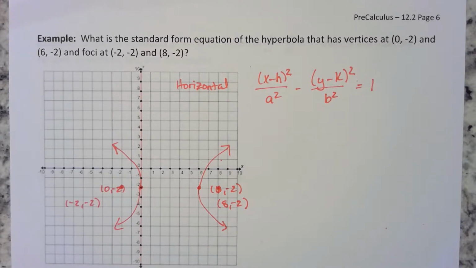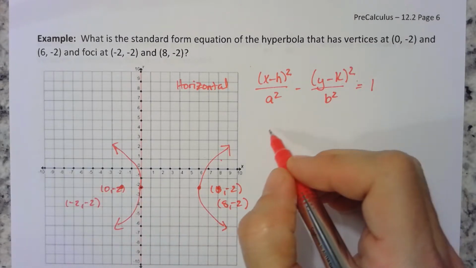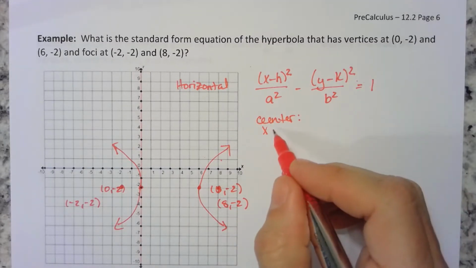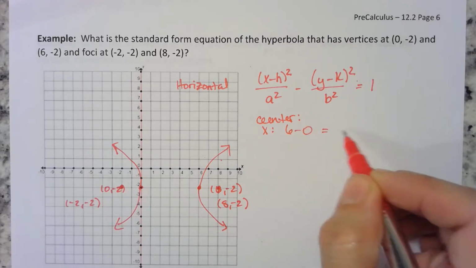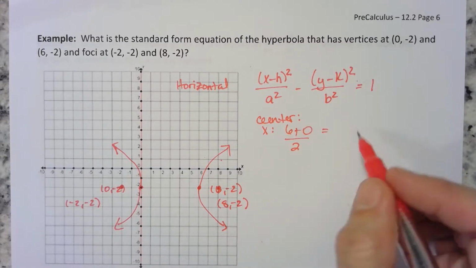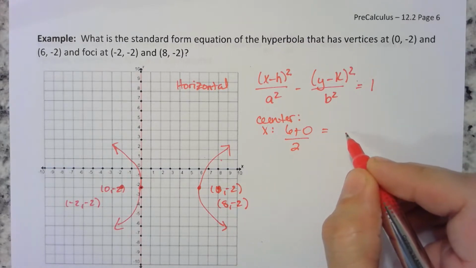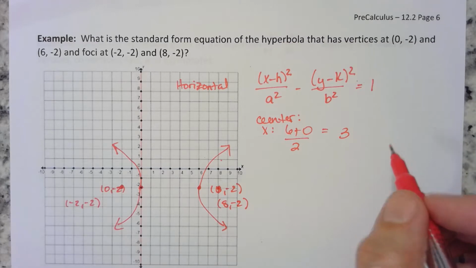So how do we figure out all of this stuff? Well, what is our center? The center of this is the middle of this segment that goes between the vertices, called the transverse axis, right? This is where x is equal to 6. This is where x is equal to 0. So the x coordinate of the center is 6 plus 0 divided by 2. We just want the middle of it, right? So we take the average of the x's.